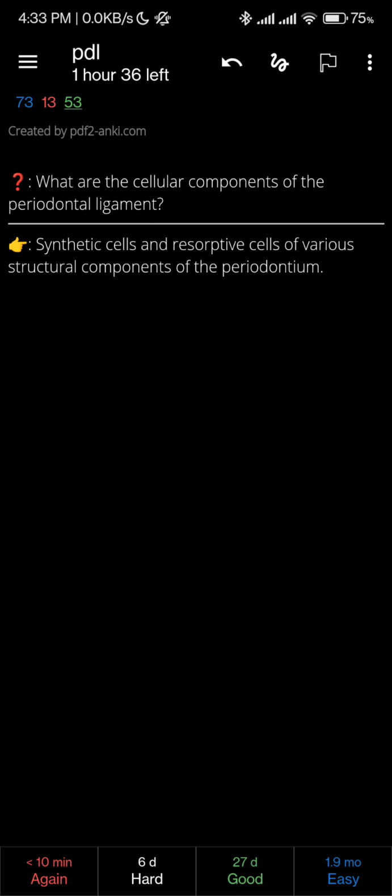Synthetic cells and resorptive cells are various structural components of the periodontium. So what are the principal fibers in the periodontium and what is their function? They form a wavy course from cementum to alveolar bone, across different planes.